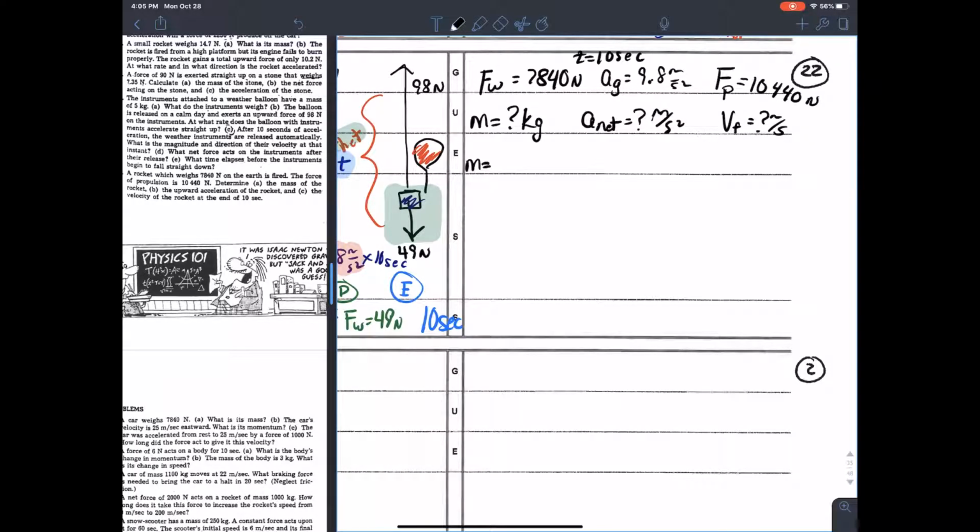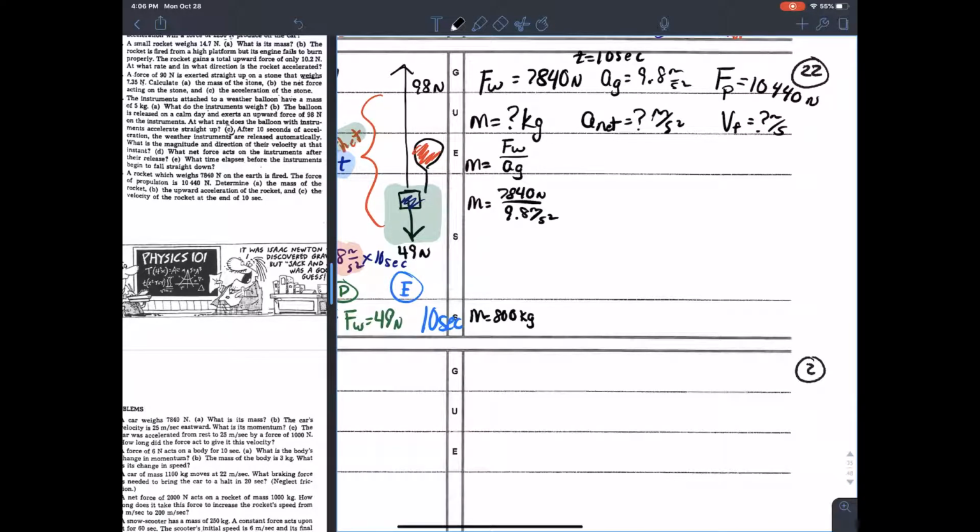For the first part, the mass is going to be the weight of your object divided by gravity. So the mass equals 7,840 newtons, the weight, divided by the gravitational pull. I need a calculator ready. 7,840 divided by 9.8 gets you 800. So the mass of this is 800 kilograms.